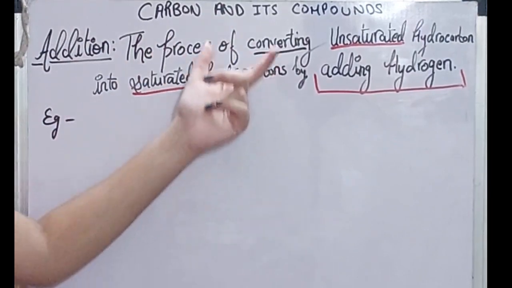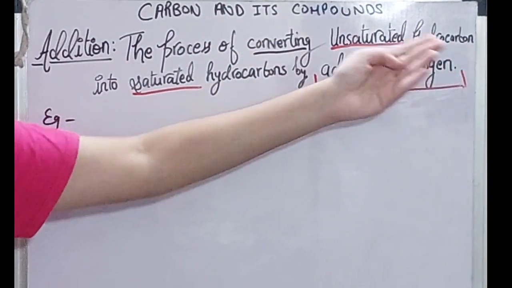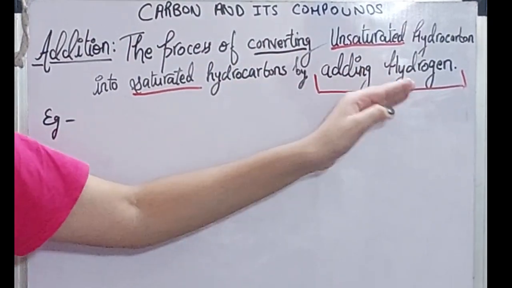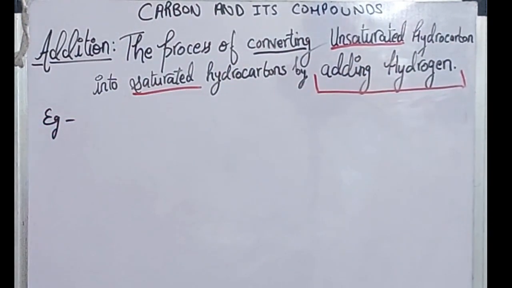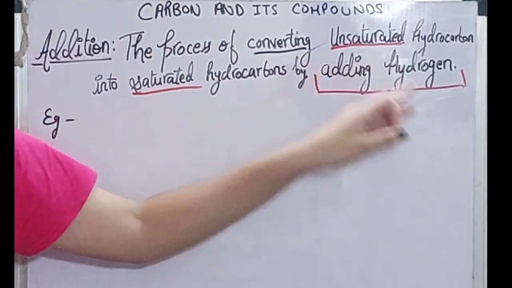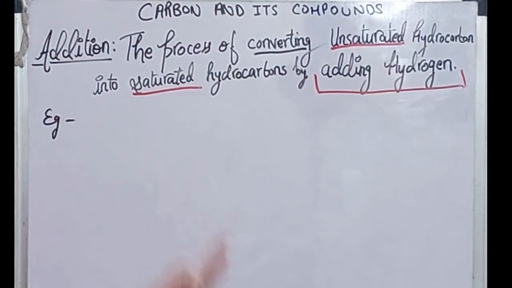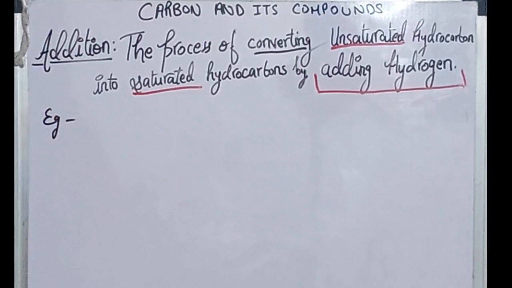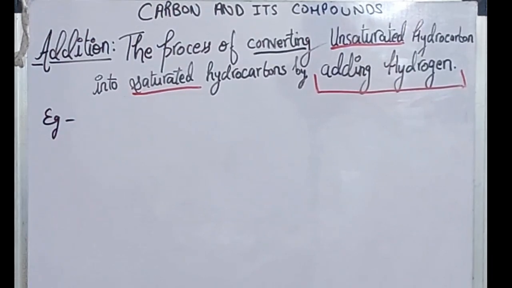The process of converting unsaturated hydrocarbon into saturated hydrocarbon by adding any element. Although in your books very particularly it is written adding hydrogen. ठीक है? So you have to stick with this definition only, but I want your concept to be clear. So I'll give you an example of using some other element. And the element I'm going to choose here is chlorine.